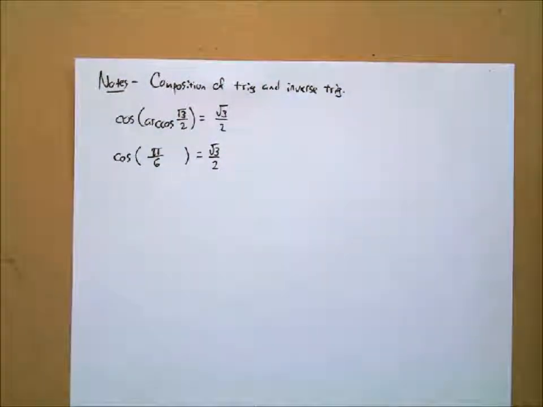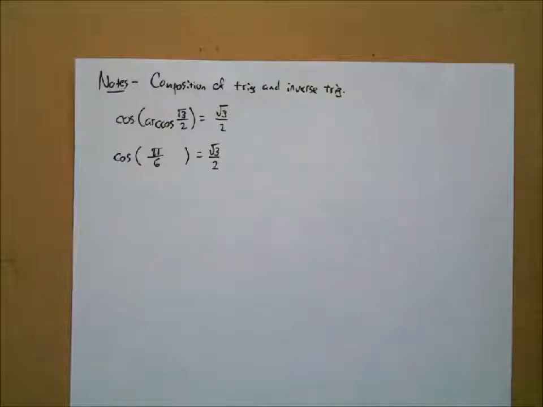Just like we had cosine of arc cosine, if we had tangent of arc tangent, and all the reciprocal trig functions too, those are exact inverses of each other, so they cancel out.